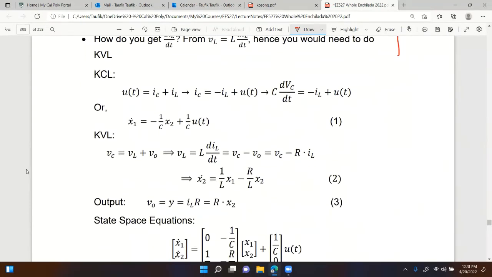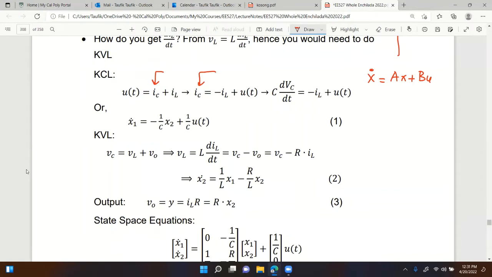All right. So by KCL, u(t) is equal to I_C plus I_L. And right away from here, I know that I_C is equal to C dV_C/dt. And so I'm going to isolate that dV_C/dt to the left-hand side. Why? Because again, the equation is x dot equals Ax plus Bu. So I want the x dot to be on the left-hand side of the equation. I get the x dot from here. That's why I move I_L to the left-hand side of the equation. See that? That's equal to minus I_L plus u(t).